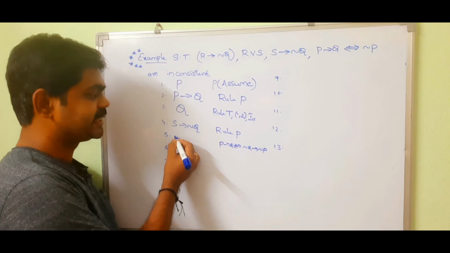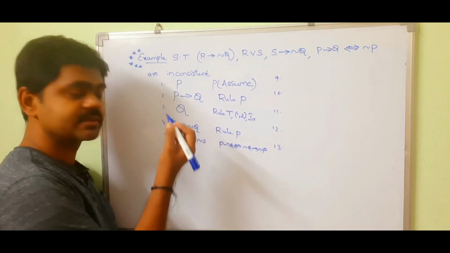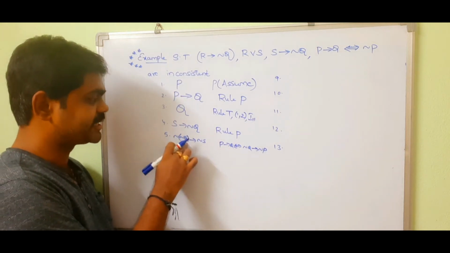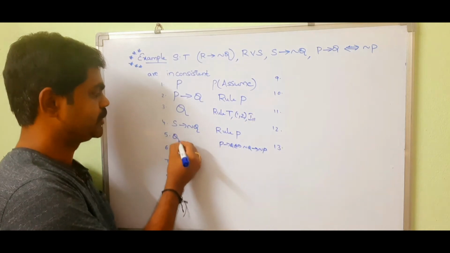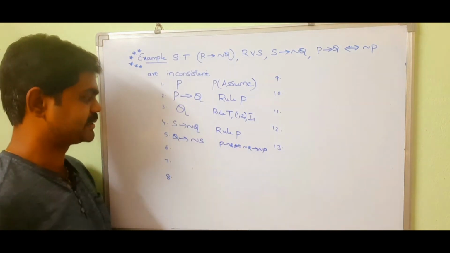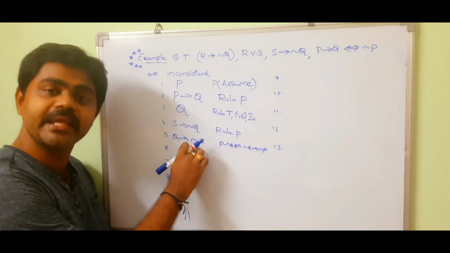So negation of negation Q tends to negation S. Okay, so negation of negation is nothing but Q. So Q tends to negation S. So what do we get? Q tends to negation S, right? So here we have Q, and here we have Q tends to negation S.